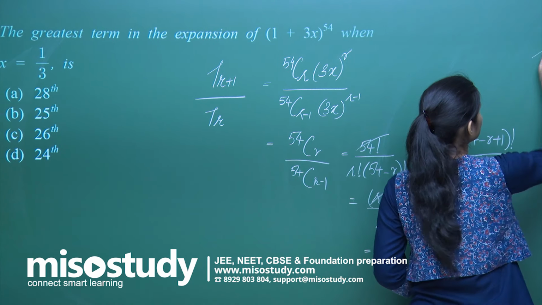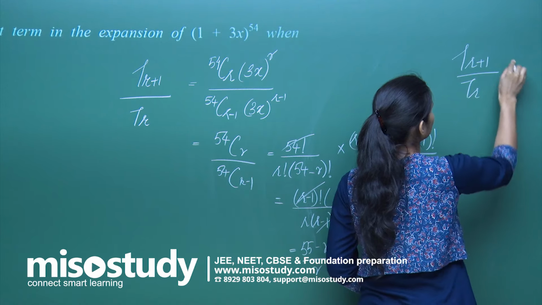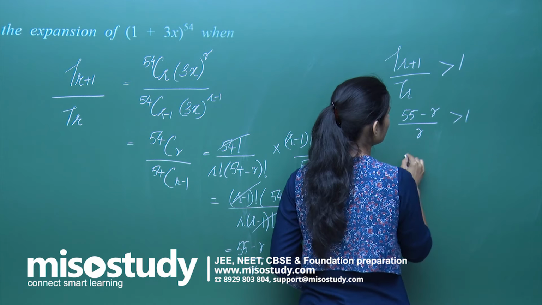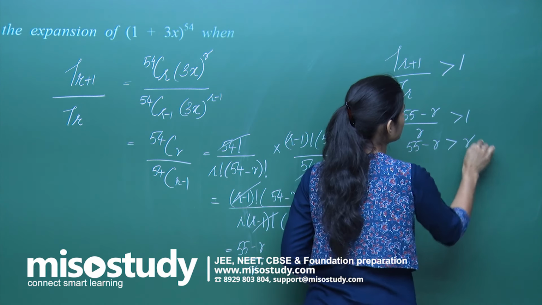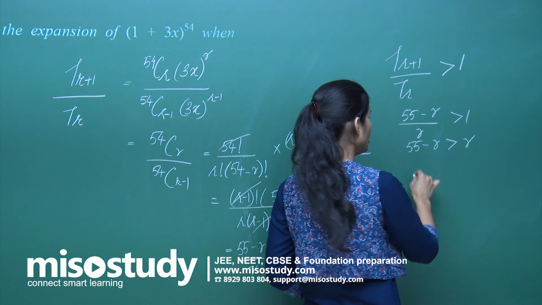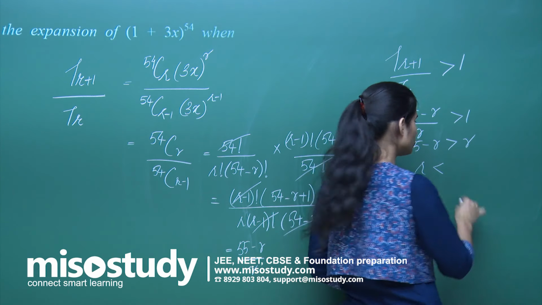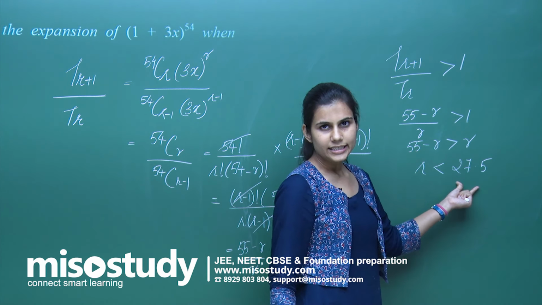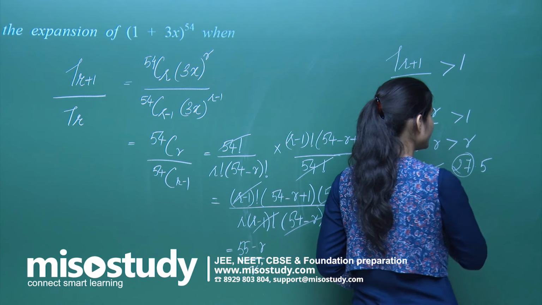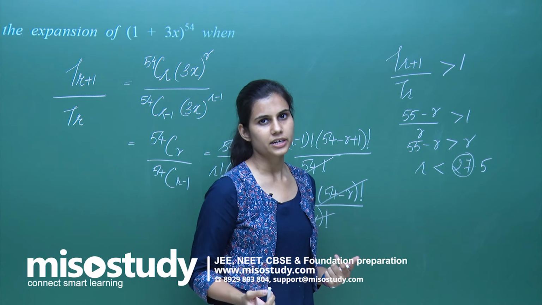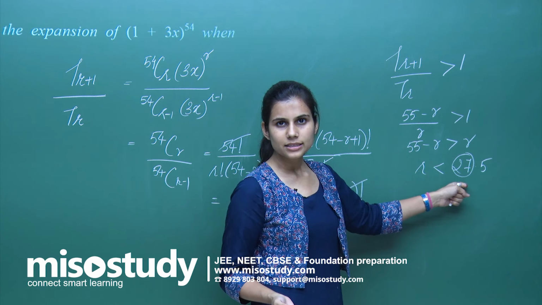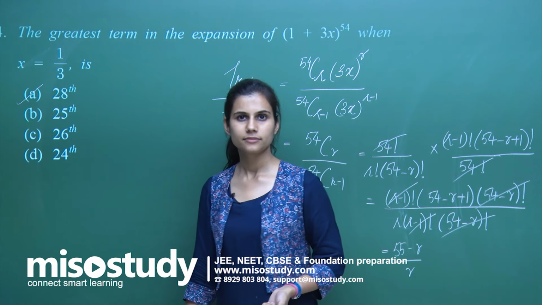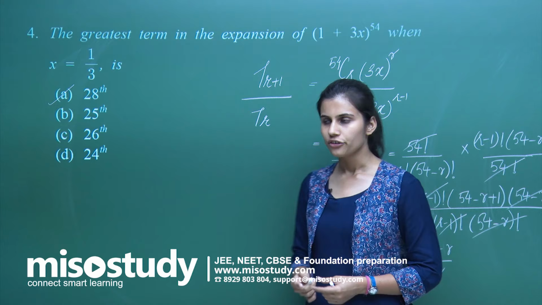Next what you do? You consider T(r+1) upon T(r) greater than 1. So you consider (55 minus r) upon r greater than 1. From here you get 55 minus r is greater than r, or 55 is greater than 2r, or r is less than 55 by 2, which is 27.5. Clearly this is not an integer. We separate the integral part of it, which is 27, and the plus 1th term is the greatest term. So 27 is the integral part, and therefore the 28th term will be my greatest term. I just followed the algorithm, nothing great, right?